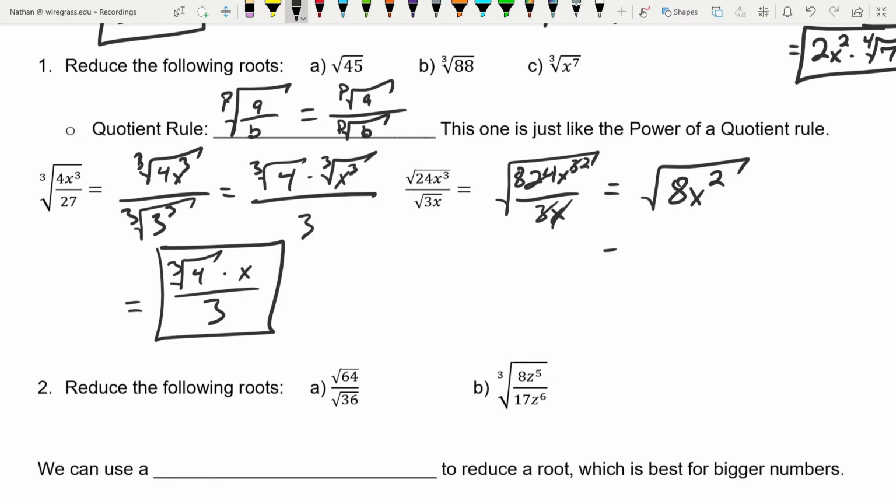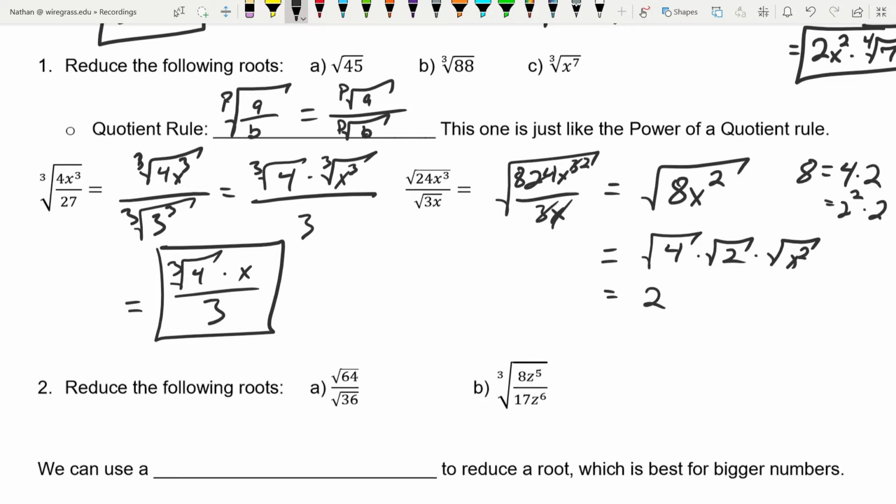8 is the same thing as 4 times 2. This matters because 4 is 2 squared. So that square will cancel with the square root. So I'm going to get 4 times 2 times root 2. I just split it up right there. And then we get 2.